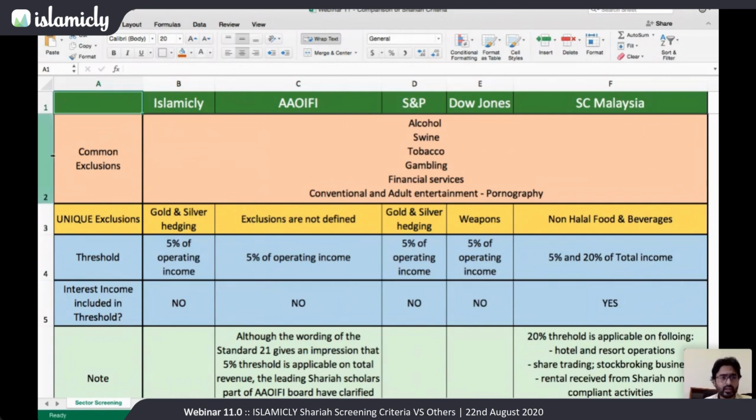The way I have classified my Excel sheet over here is there are common exclusions between all the Sharia criteria. Then there are unique exclusions. Then we can go ahead and study the threshold.